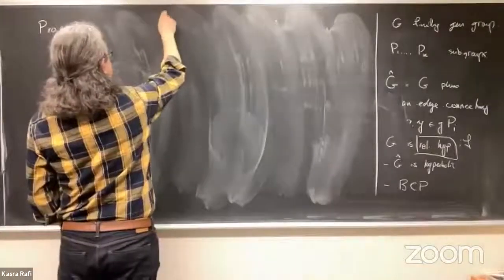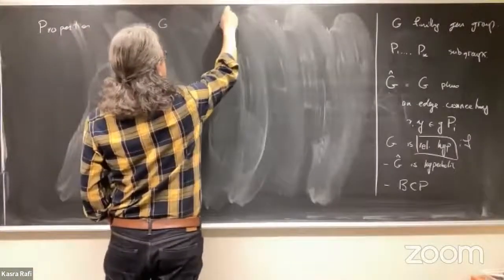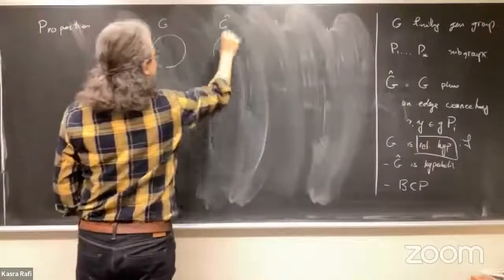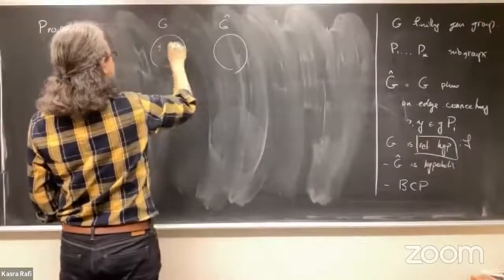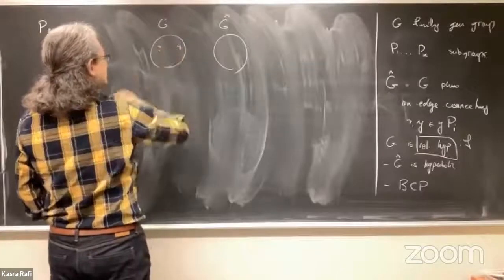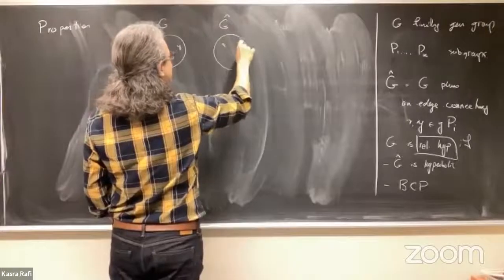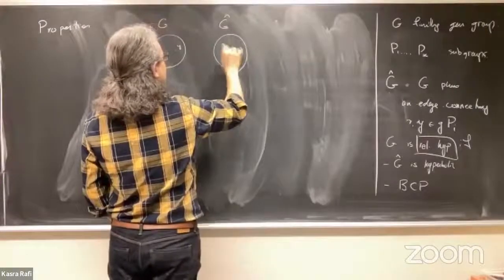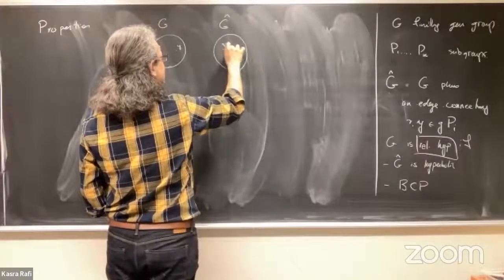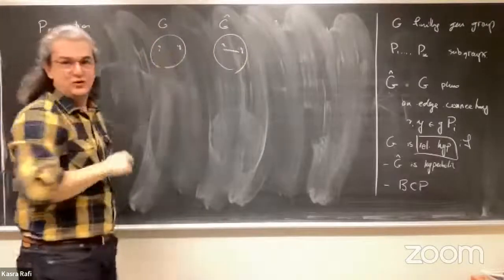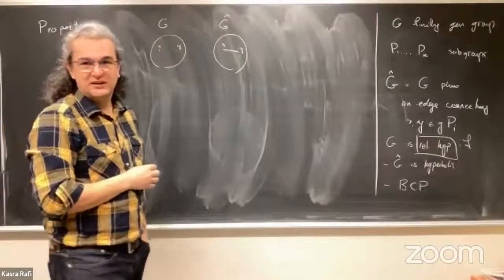So I always have G and I have G hat. As a vertex set, these guys are identical. And I can pick 2 points X and Y, and let's say I want to connect them to each other. So one thing I can do is look at them as elements of G hat, and connect them there by geodesics. And then I try to bring this geodesic back over here to produce something.